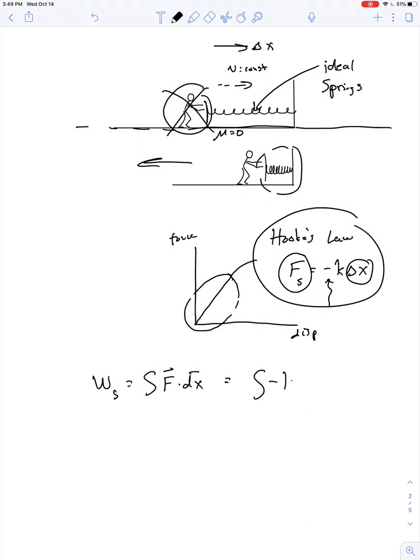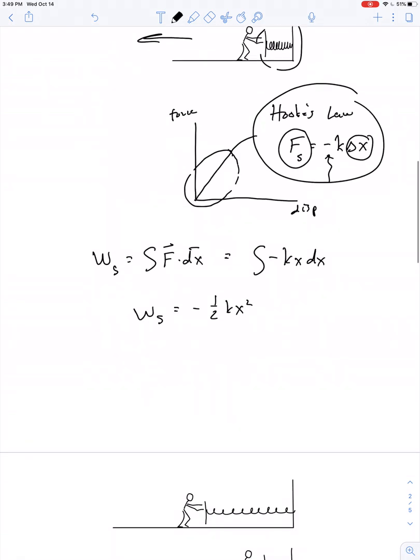That means it's the integral of negative kx dx. And so the work done by the spring is equal to negative 1/2 kx squared. Because it's an ideal spring, the force exerted, governed by Hooke's law, is another example of a conservative force, just like gravity. And so the change in elastic potential energy should be equal to the negative of the work done by the spring. So the change in elastic potential energy is positive 1/2 kx squared.